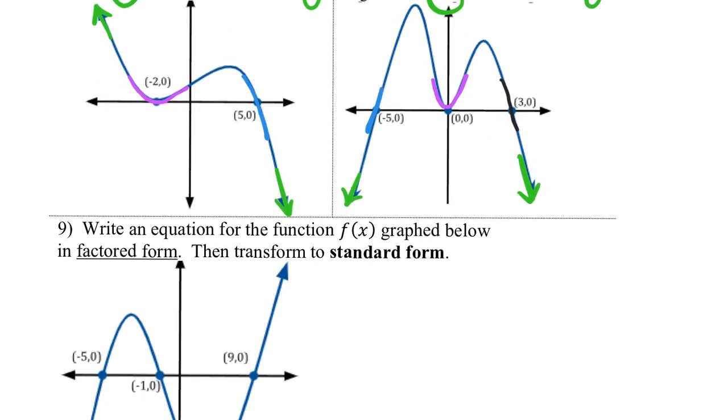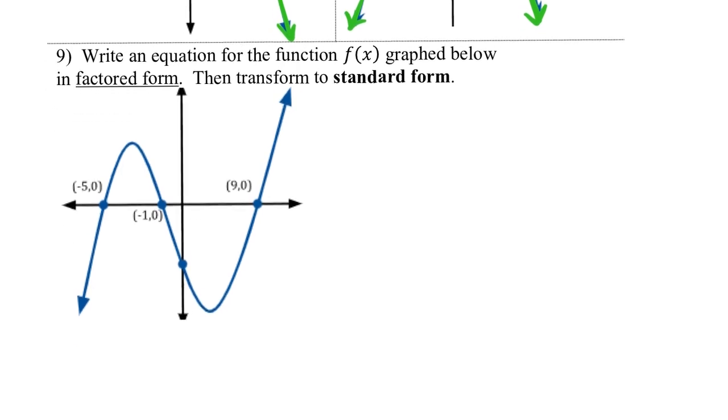Okay, last one. Write an equation for the function in factored form and then transform to standard form. So let's start. This is f of x. Let me start with the zeros and I'll figure out the sign. This is passing through -5, so x plus 5. It's passing through -1, so x plus 1. It's passing through the 9, so x minus 9.